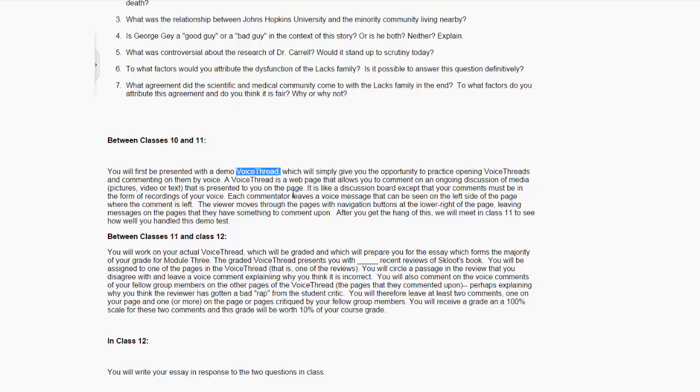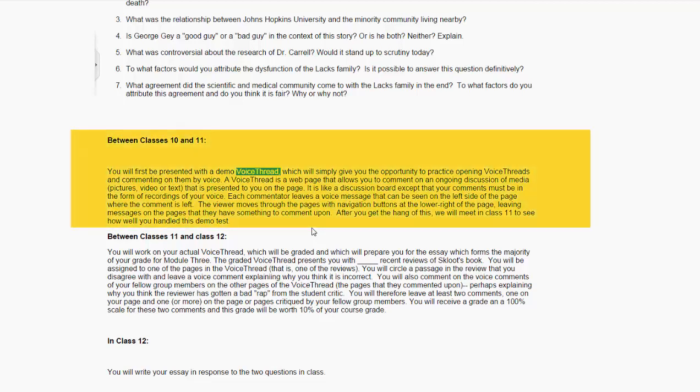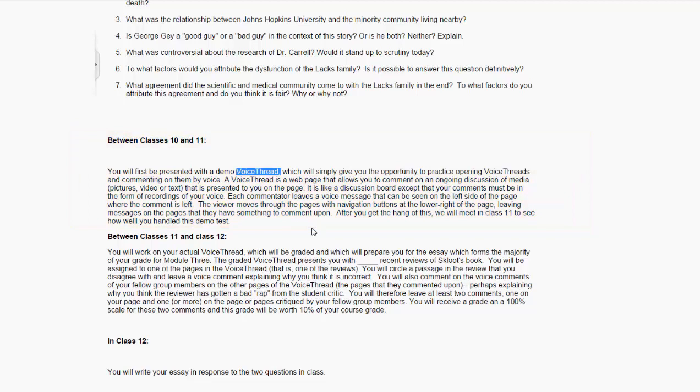So this assignment helps the student know how to leave a voice thread, and it gives them the responsibility of reviewing a particular review on the Henrietta Lacks book and leaving a voice comment in critique of a particular claim or assertion made by the reviewer in the one review to which each student is assigned. Students are assigned to different reviews in the voice thread, and you might have 5 or 6 students assigned to the same review. That way, you're only going to have 5 or 6 comments on the same review.